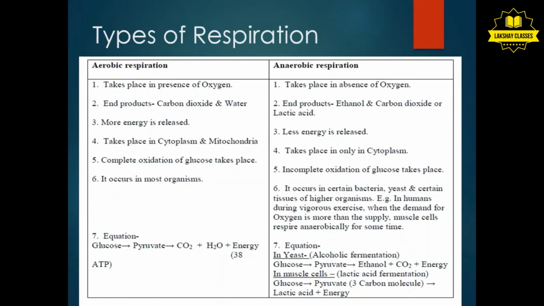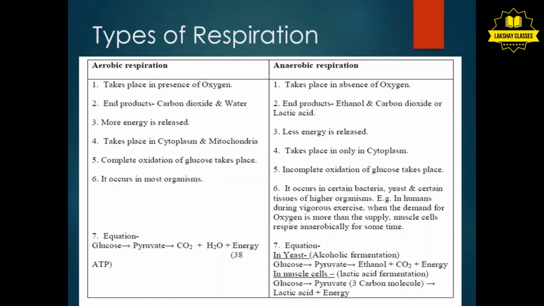This conversion of glucose into pyruvate takes place in the cytoplasm, and then pyruvate is broken down into carbon dioxide and water, and a large amount of energy in the form of ATP, that is 38 ATP molecules, is released. This process of conversion of pyruvate into carbon dioxide, water and energy takes place in mitochondria.